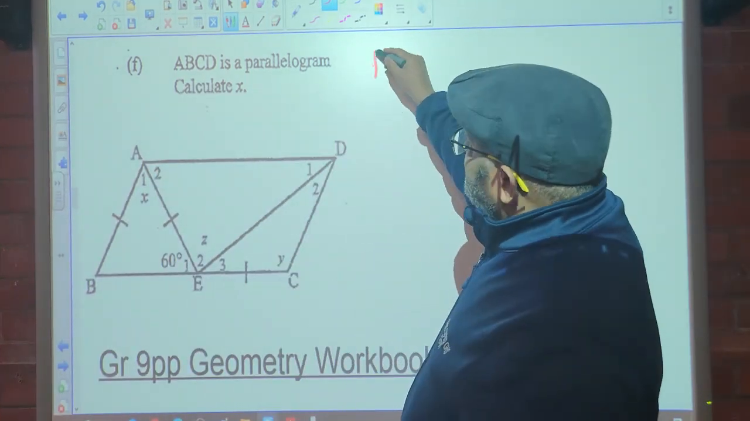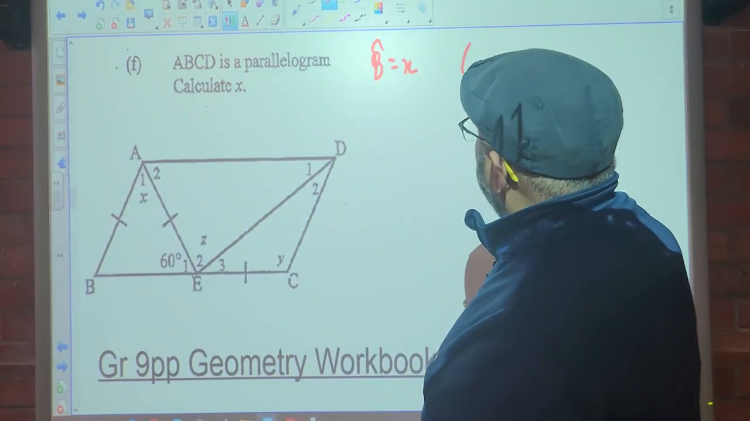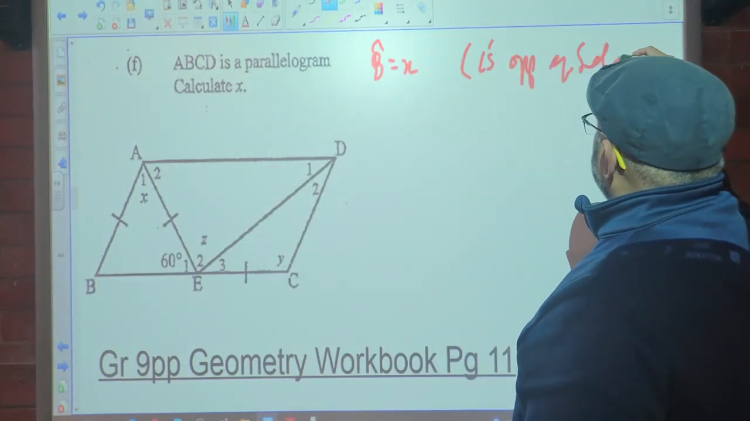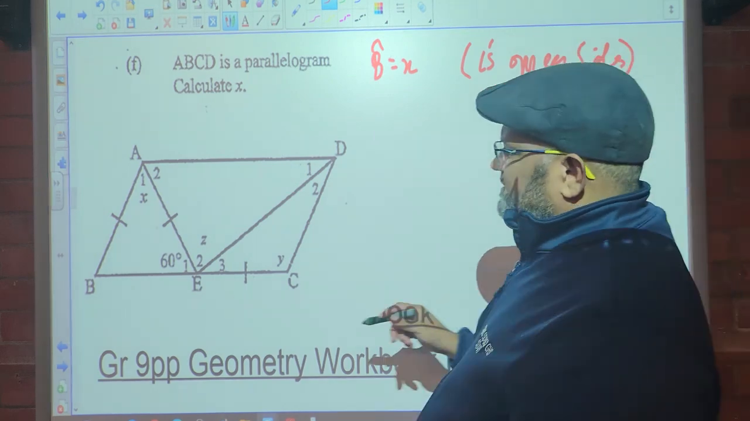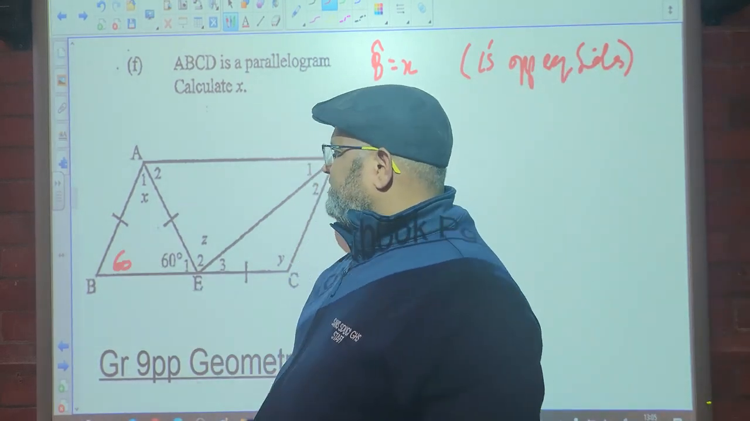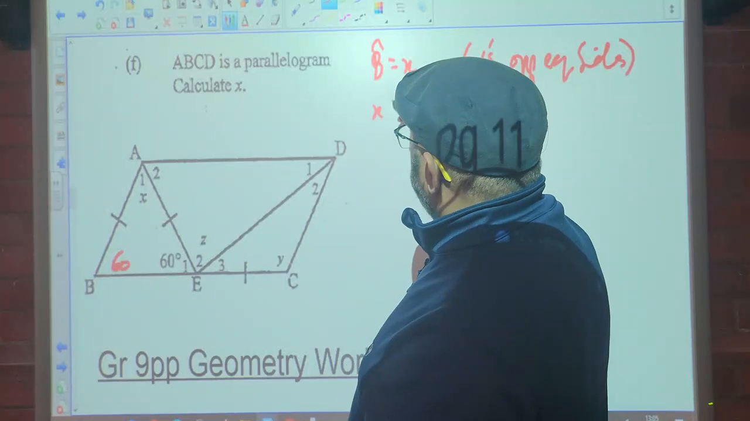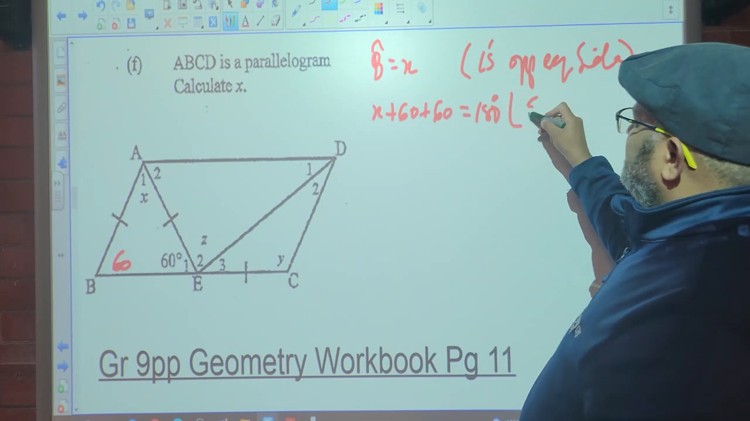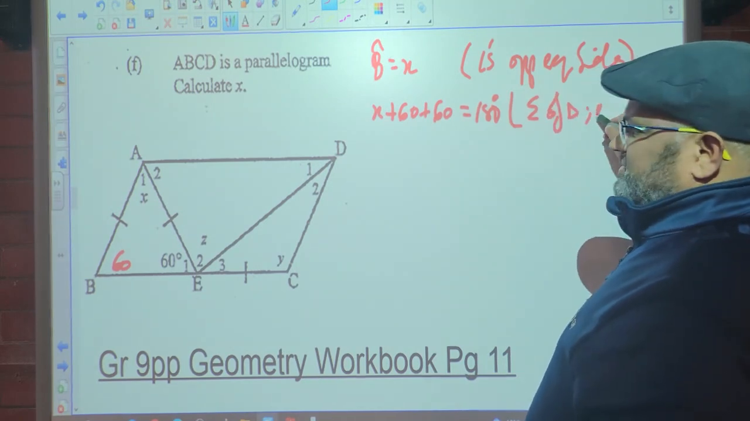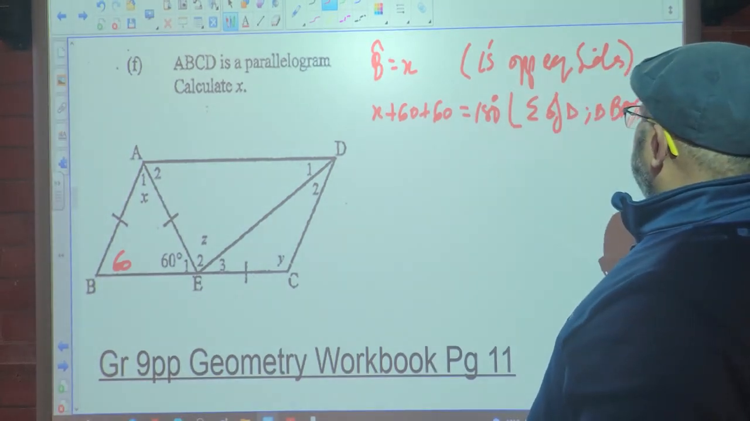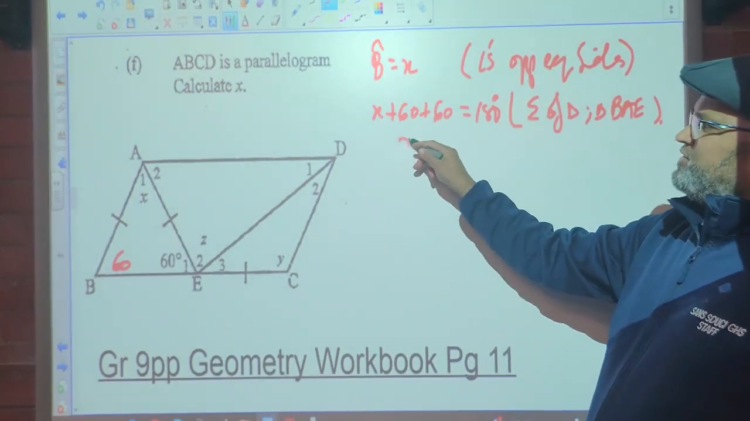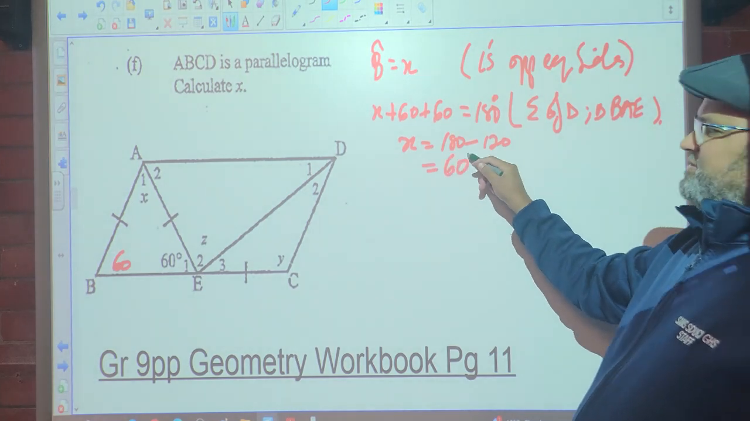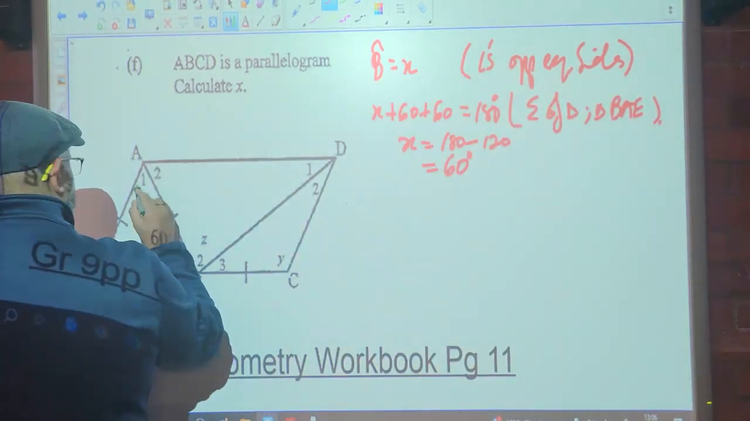So first, angle B is equal to y. Angles opposite equal sides. You can't say isosceles triangles. Okay. So 60 is here. And now sum of triangles. So x plus 60 plus 60 equals 180. Sum of triangles is triangle BAE. So that's 120. So x is equal to 180 minus 120, which is 60. This is also what, people?